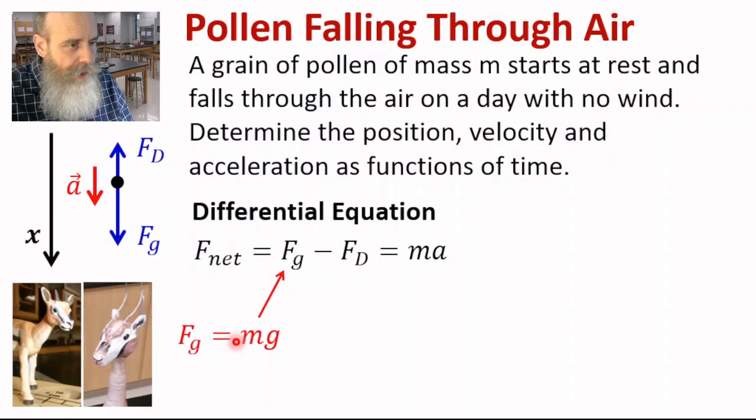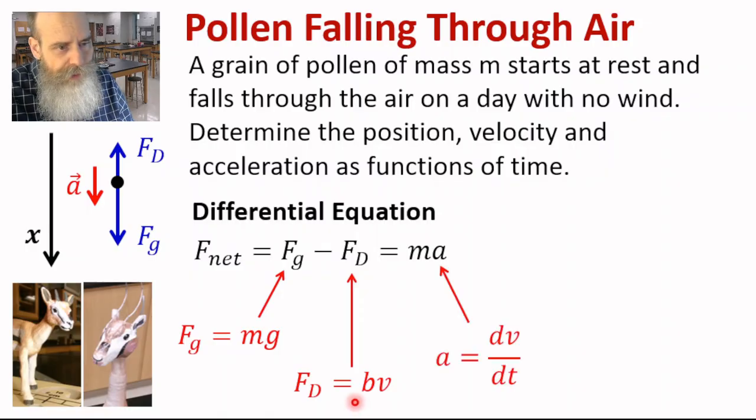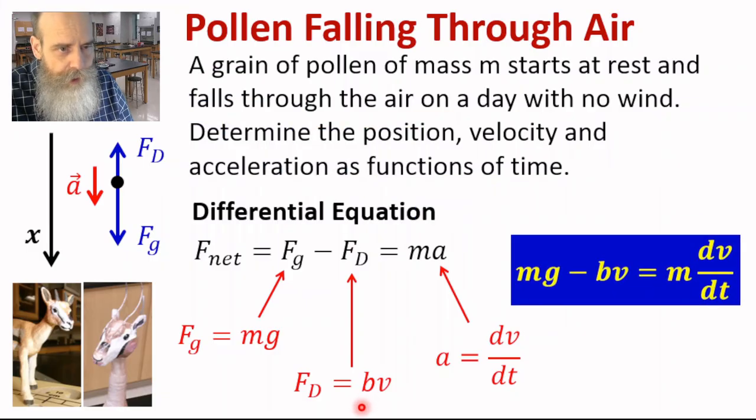Now, the force of gravity is equal to mg. The drag force is equal to bv. This is pollen. It's very small, so it's going to be a viscous drag. And then the acceleration is dv by dt. So let's put these three things into our equation for Newton's second law, and this is what we get. This is our differential equation.